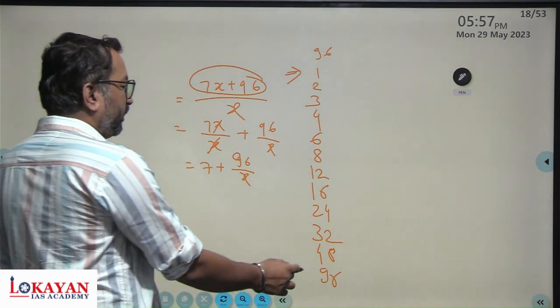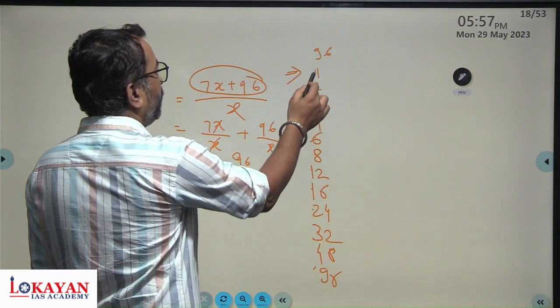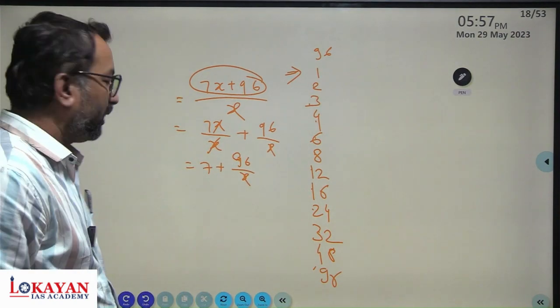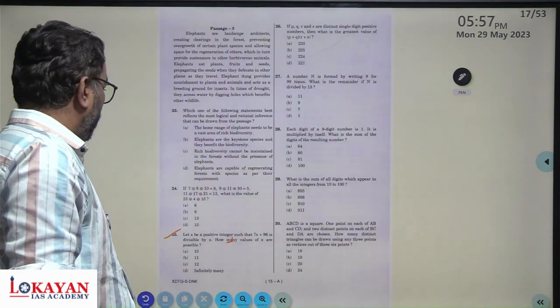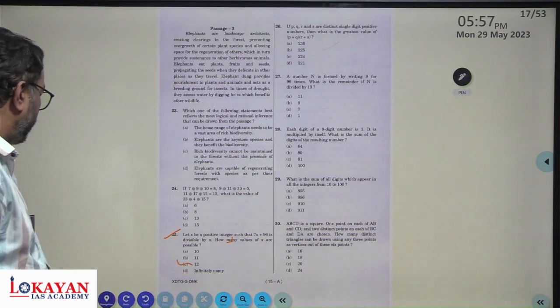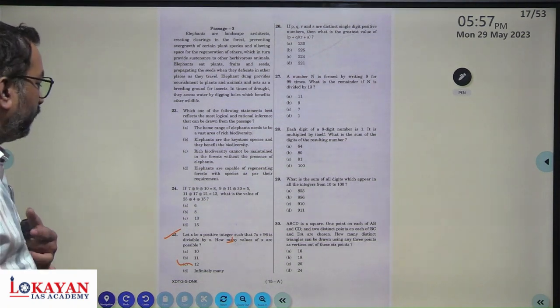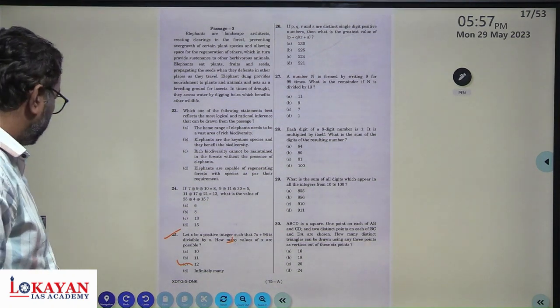So how many values are there? 1, 2, 3, 4, 5, 6, 7, 8, 9, 10, 11, 12. There are 12 such values of x that can fulfill the given condition.